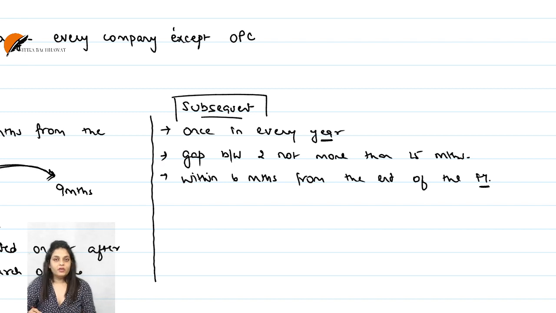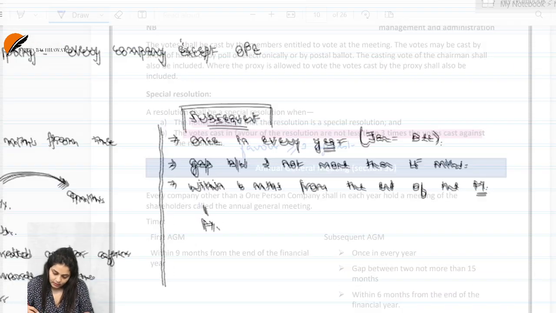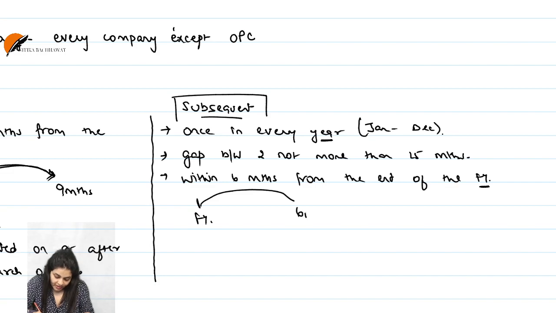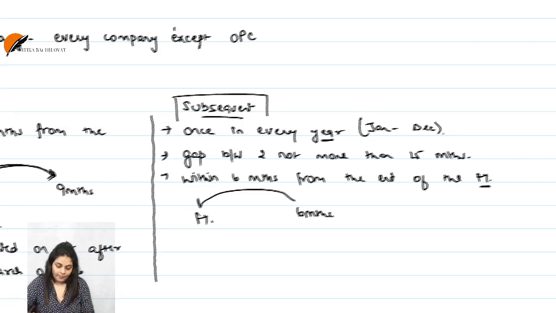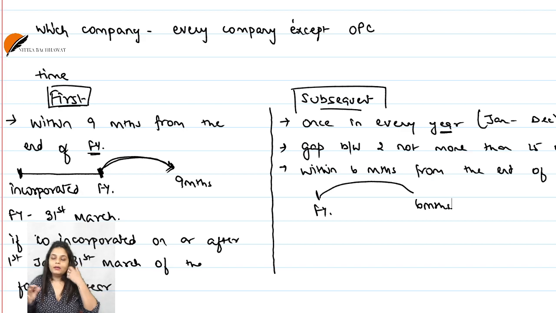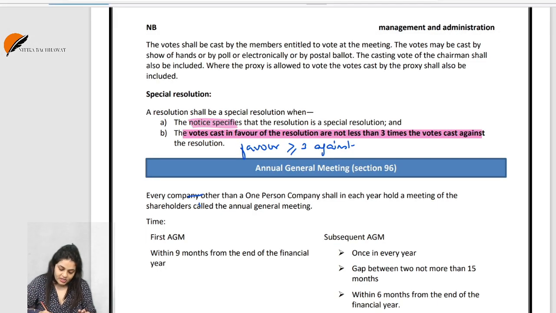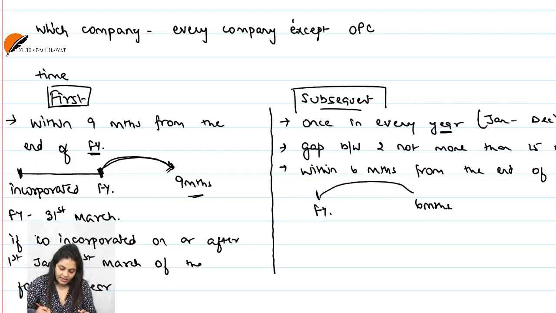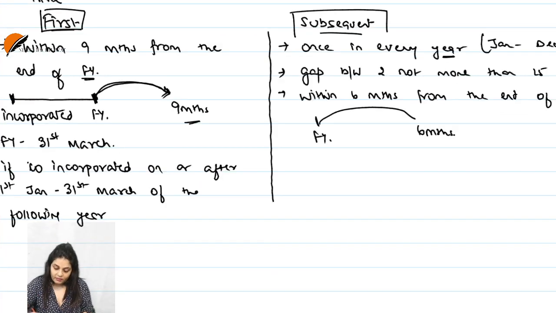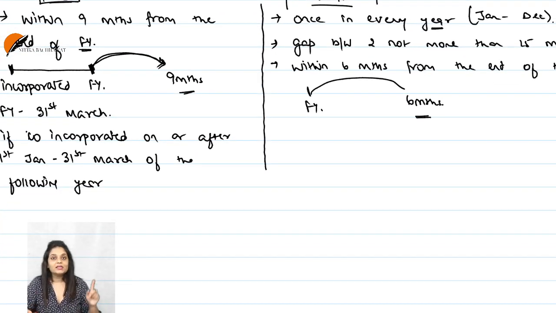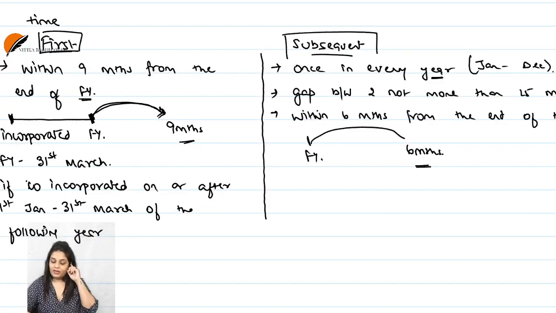So once in every year. That means once between the period of January to December, right? Within 6 months from the end of the financial year. So financial year ends here and within 6 months. So for the first meeting, the period was more. For the first meeting, we may need a little bit of time also. So for first meeting, it was what? For first meeting, it was 9 months. But for subsequent meetings, it is what? For subsequent meeting, it is 6 months. It's not 9 months, it's 6 months.